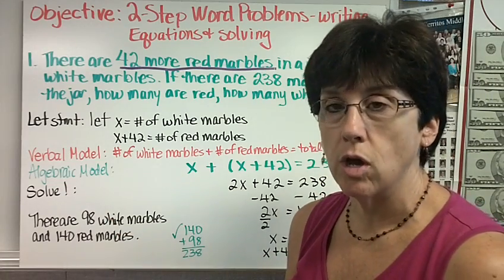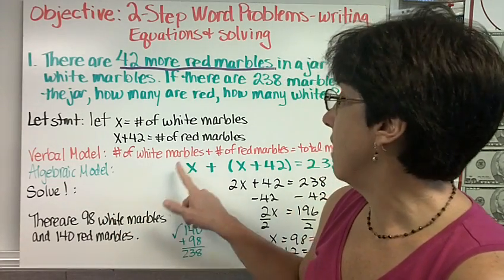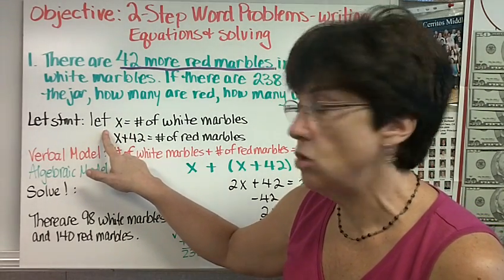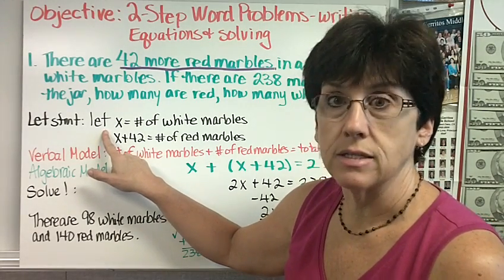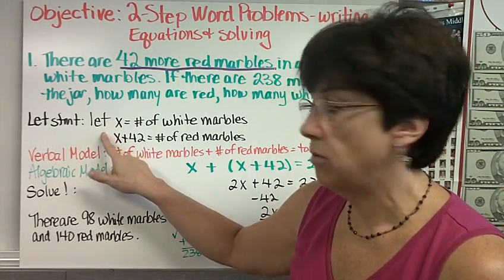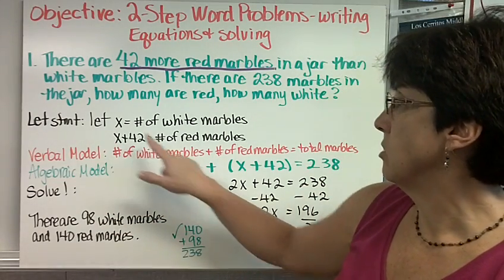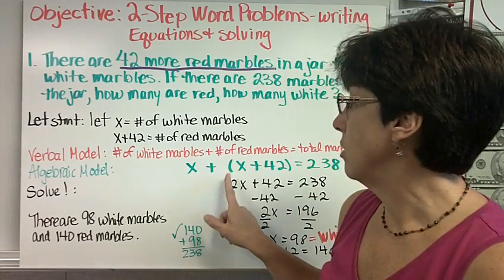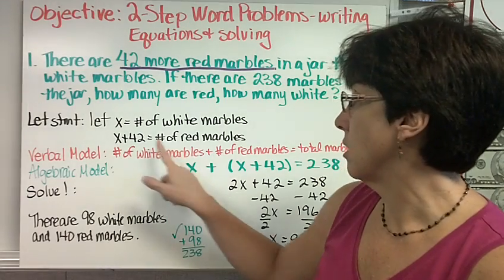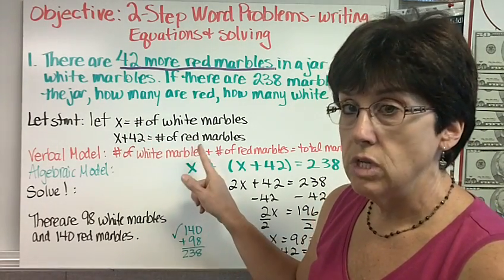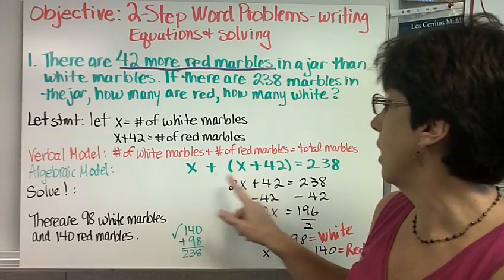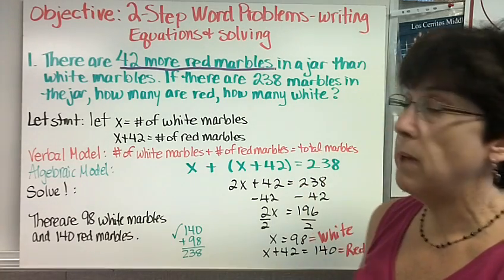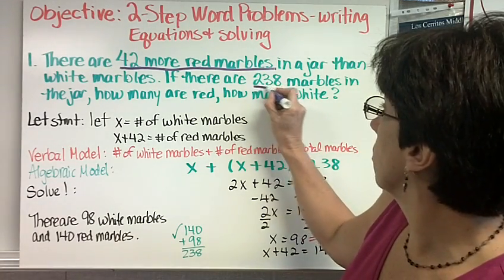All right, our algebraic model are our variables and numbers, and they come from the right side of the equal sign. So it's really important when you set up your let statements that you don't say, let the number of white marbles equal x, because we always put x on the left. So number of white marbles, that was x. Number of red marbles, that's x plus 42. And whenever you have more than one term as part of your variable description, you need to put that in parentheses. I've already said all this, okay? x plus x plus 42 equals 238, and the total comes back from our problem. That was from right here.